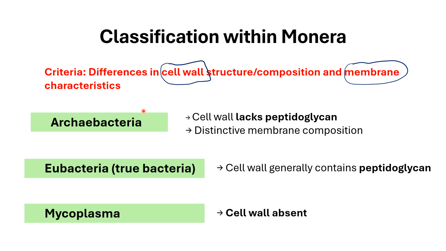Okay, now what's the difference between Archaebacteria and Eubacteria? The cell wall of Archaebacteria is different from that of the Eubacteria. While the cell wall in case of Eubacteria is made up of peptidoglycan, the Archaebacteria lacks peptidoglycan. Also, the membrane composition is different. Okay, you don't need a lot of details in that. Just know that Archaebacteria lacks peptidoglycan, or it has a different cell wall composition. Okay.